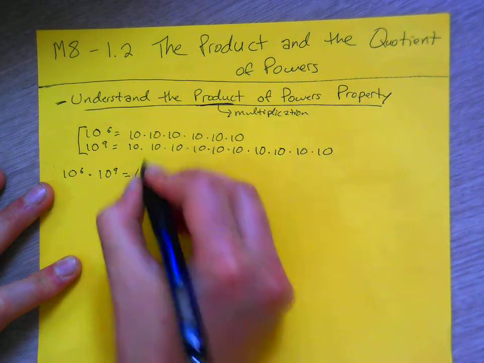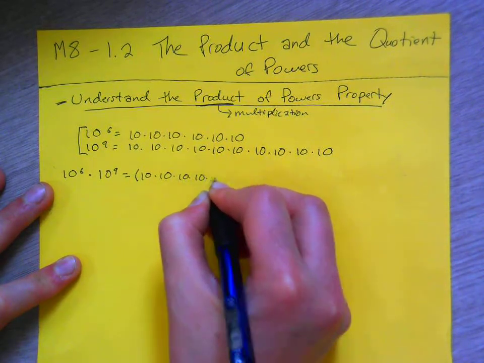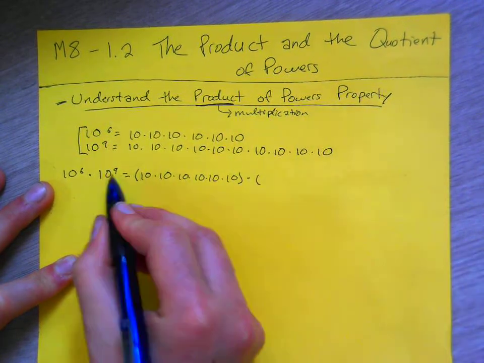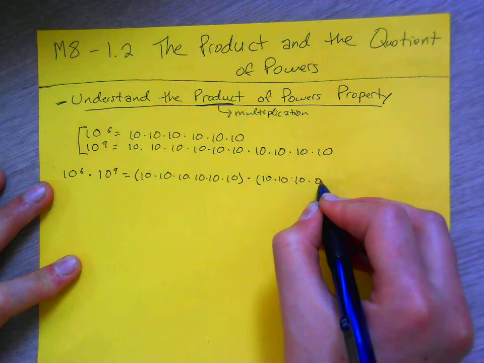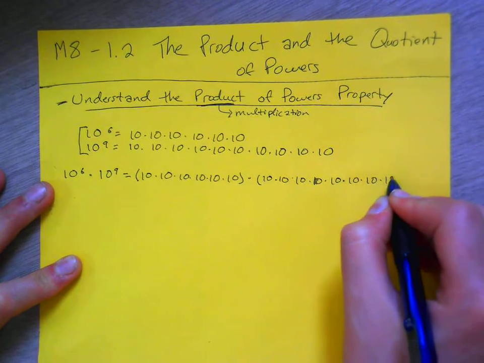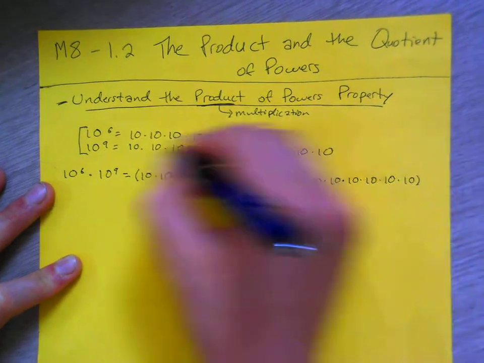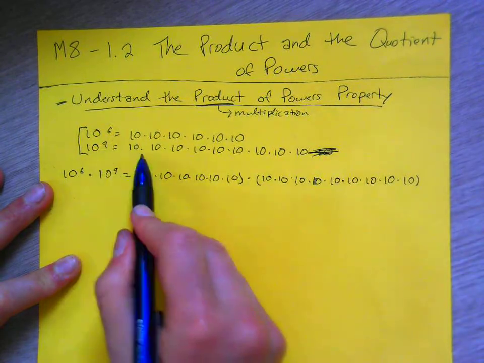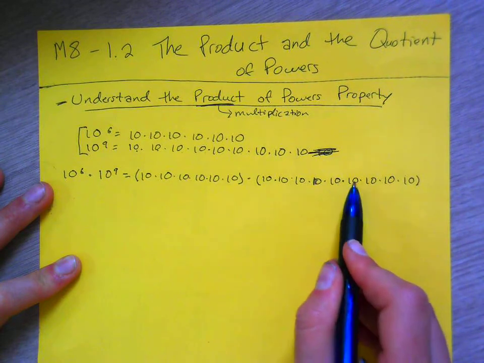Well, we could put this in parentheses for 10 to the sixth, 1, 2, 3, 4, 5, 6, times this in parentheses for 10 to the power of 9. I believe I accidentally up here did 10 times instead of 9. Go ahead and cross one out. I apologize. We have 10 to the power of 9: 1, 2, 3, 4, 5, 6, 7, 8, 9.